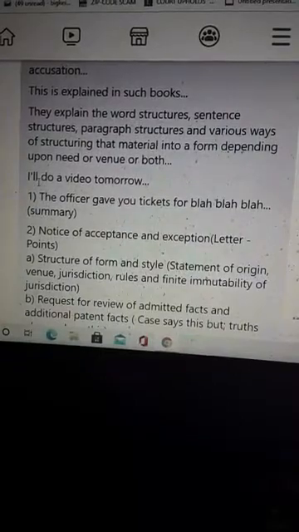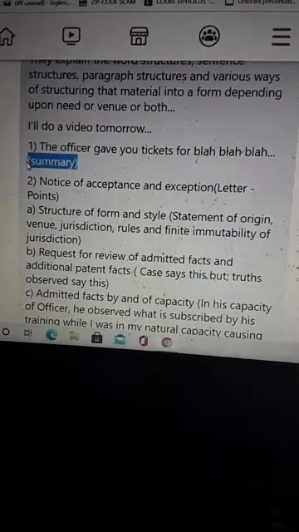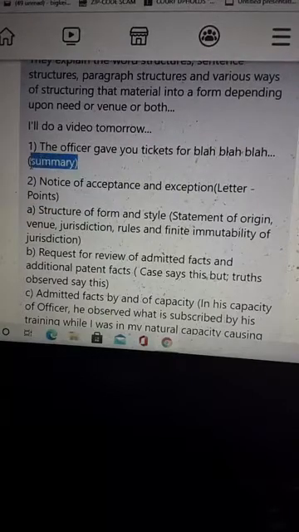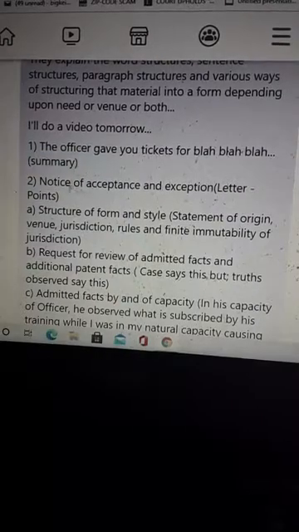In regards to, say, a traffic ticket, the officer gave you tickets for blah, blah, blah. That's his summary of the events. Okay? You're going to give a notice of acceptance and exception of some sort. You don't have to title it like this, but this is the way it's going to hopefully operate. You're going to accept the summary that he gives, but you're going to produce a letter with some points additional to his summary that are going to help fill in the gaps that his summary is proposing.